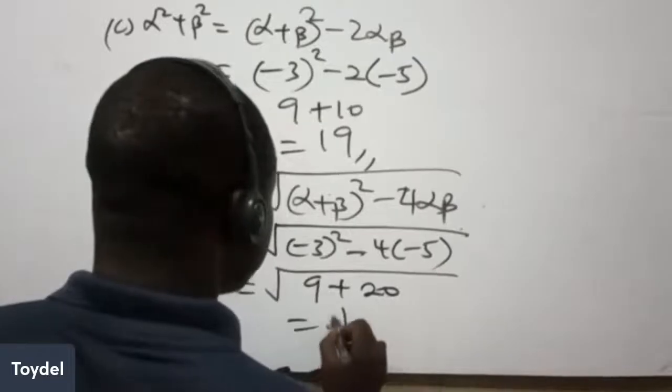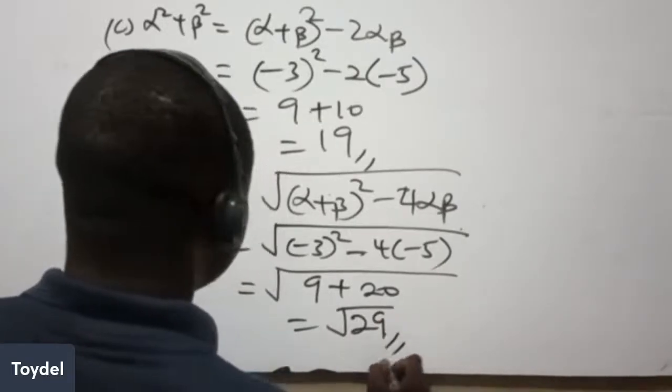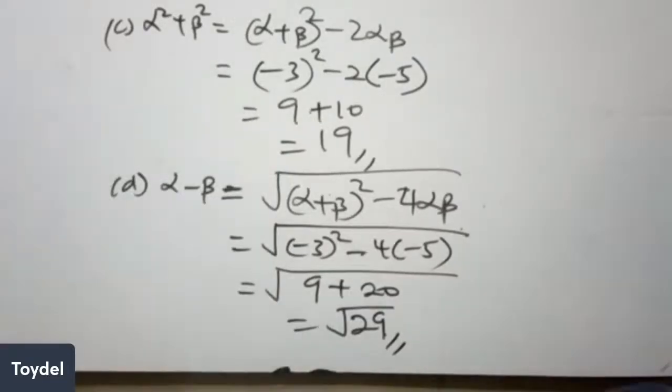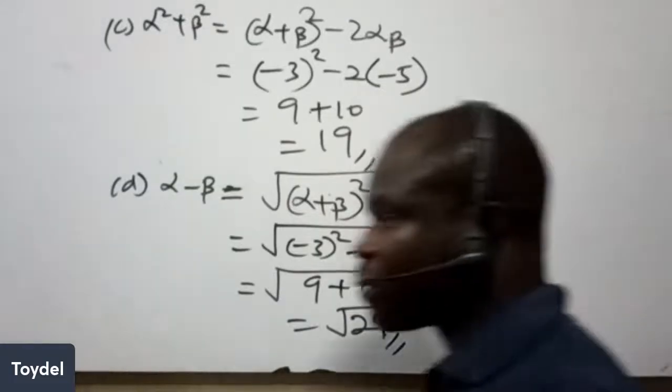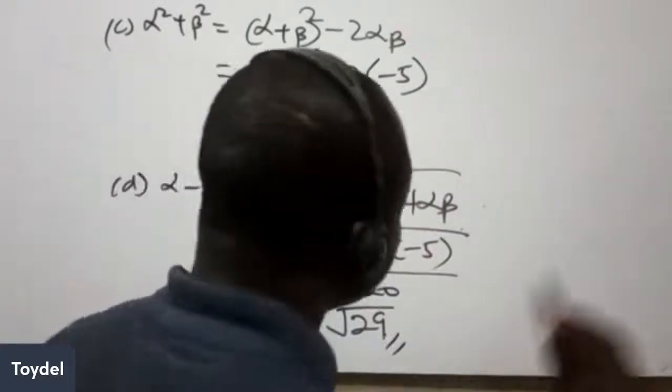So at the end of the day, we are going to have square root of 29, which will represent the value of alpha minus beta. So you can be asked to find alpha cube plus beta cube, alpha cube minus beta cube. You can even be asked to find 1 over alpha plus 1 over beta. So we can have questions in any form.